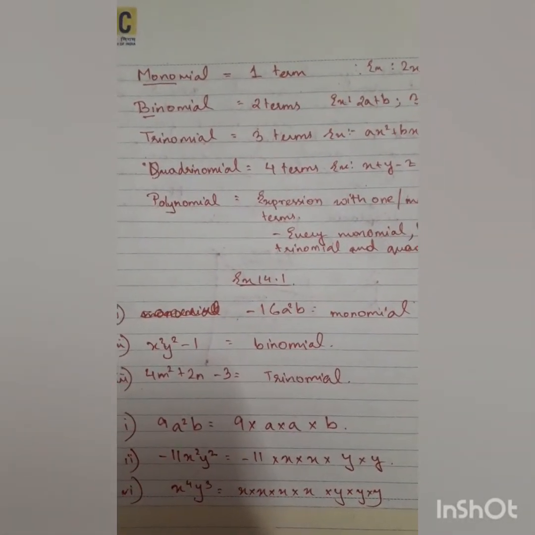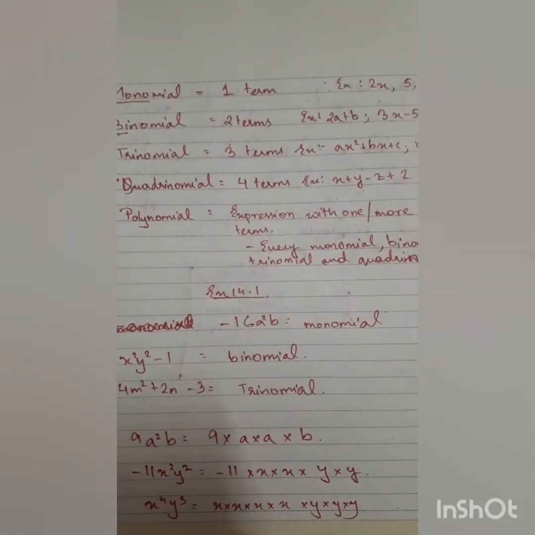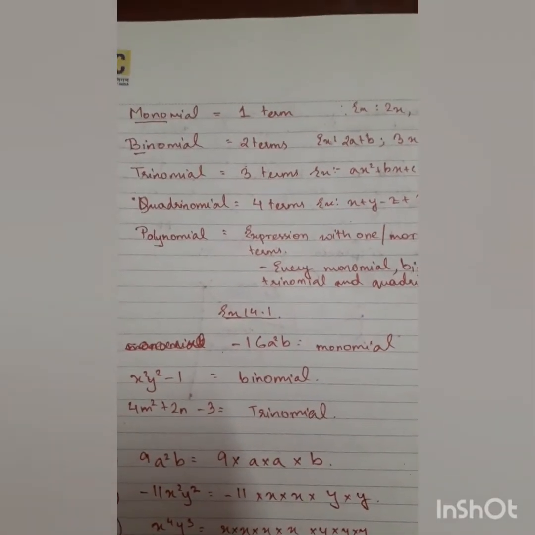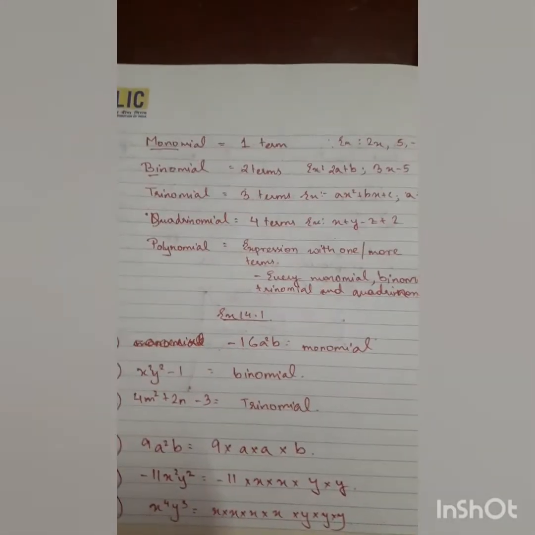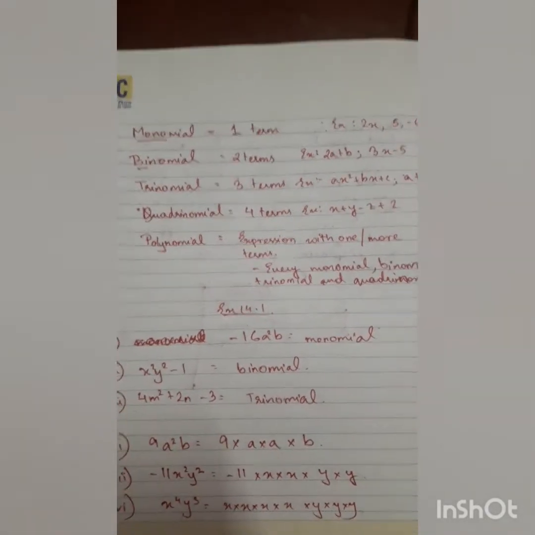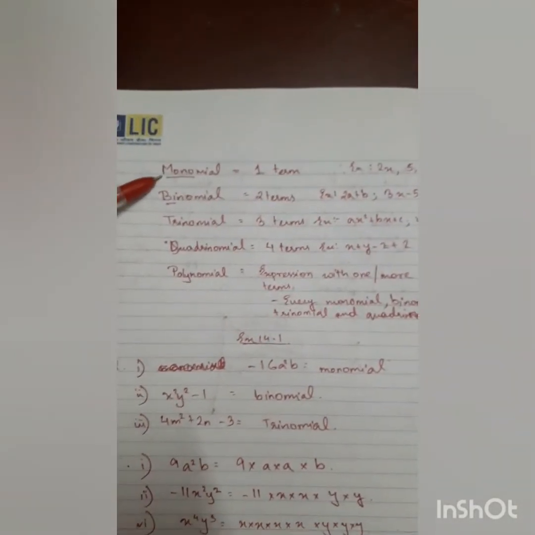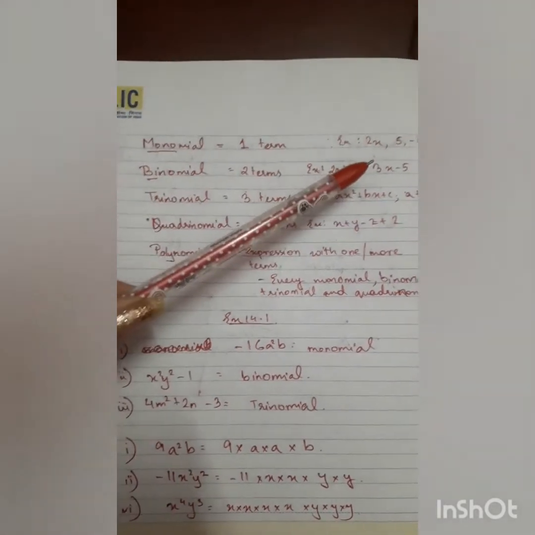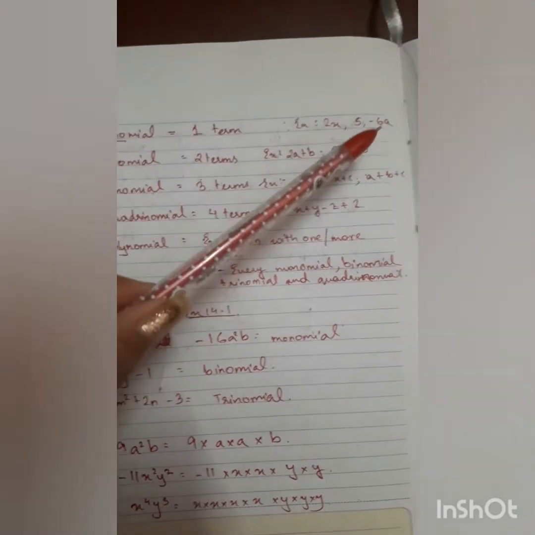Today we are going to learn about monomial, binomial, trinomial, quadrinomial and polynomial, that is the different types of algebraic expressions. Also we are going to learn about coefficients. So let's begin. Monomial means when there is only one term. Example, 2x, only one term is there, 2 into x.